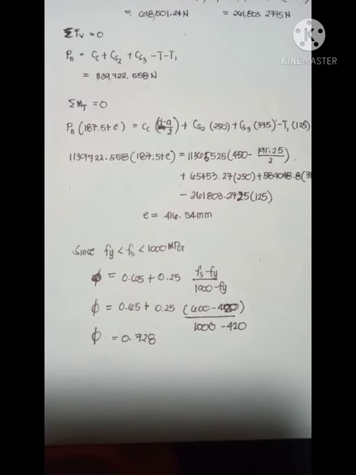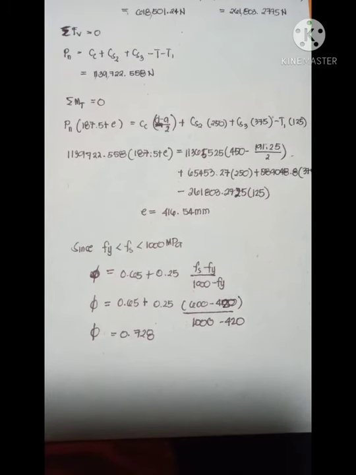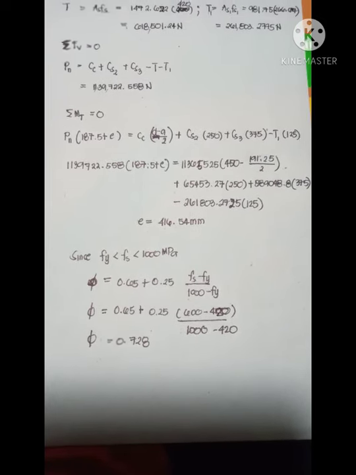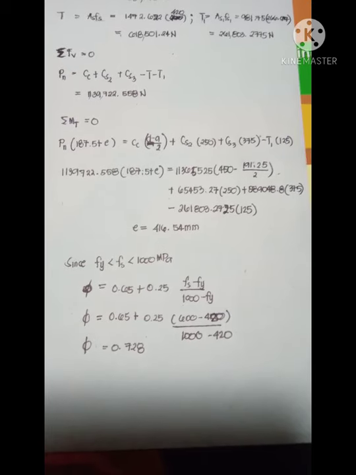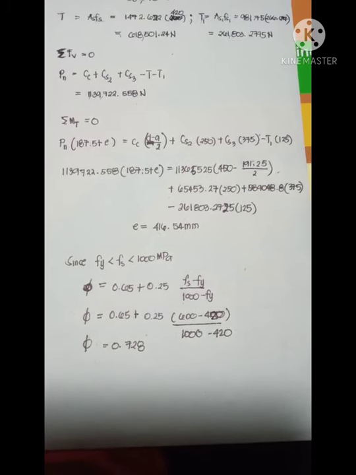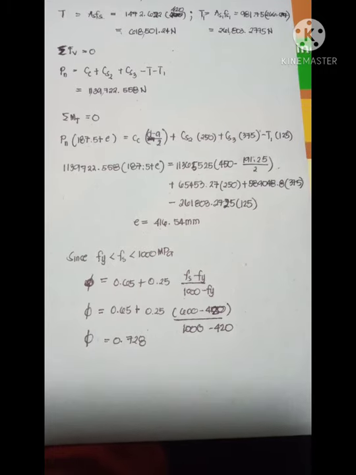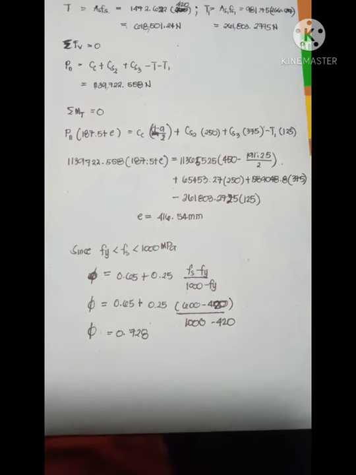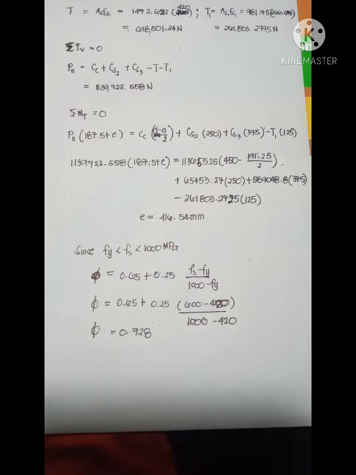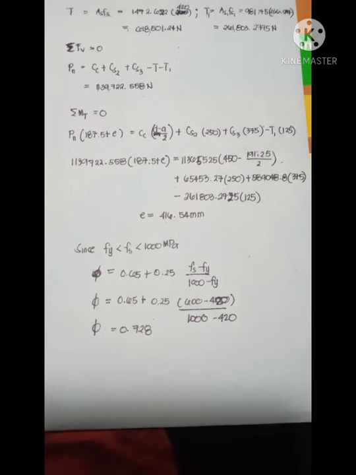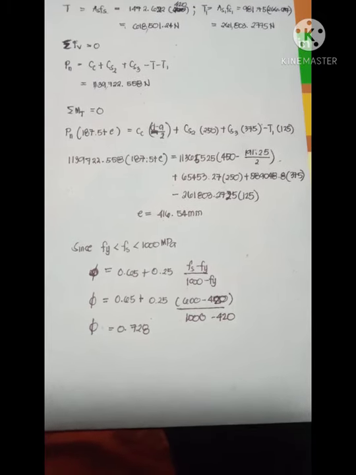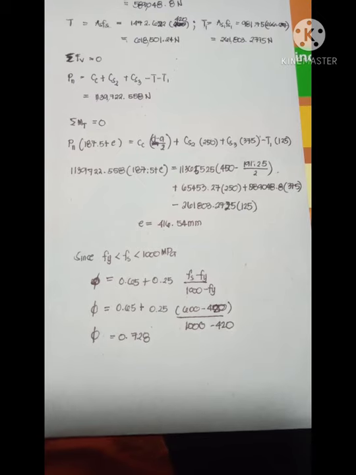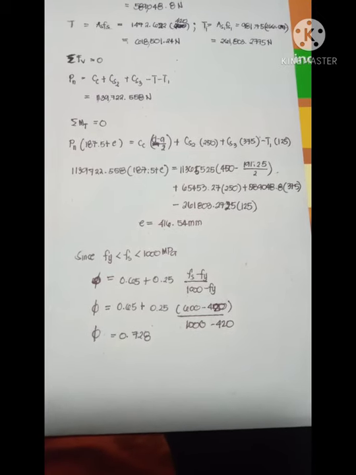Next is to sum up forces vertical, which is equal to 0. So we have here Pn, or the nominal load, equals Cc plus Cs2 plus Cs3 minus T sub 1. Then substituting all the values, we obtain the value of the nominal load as 1,139,722.558 Newton.